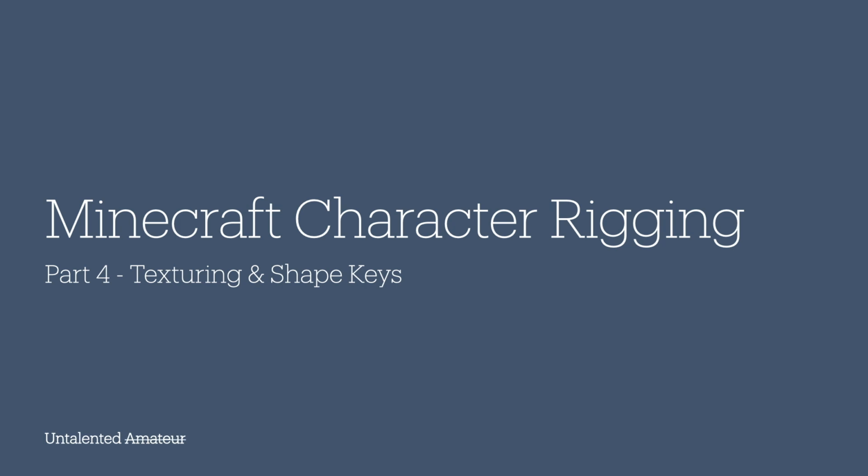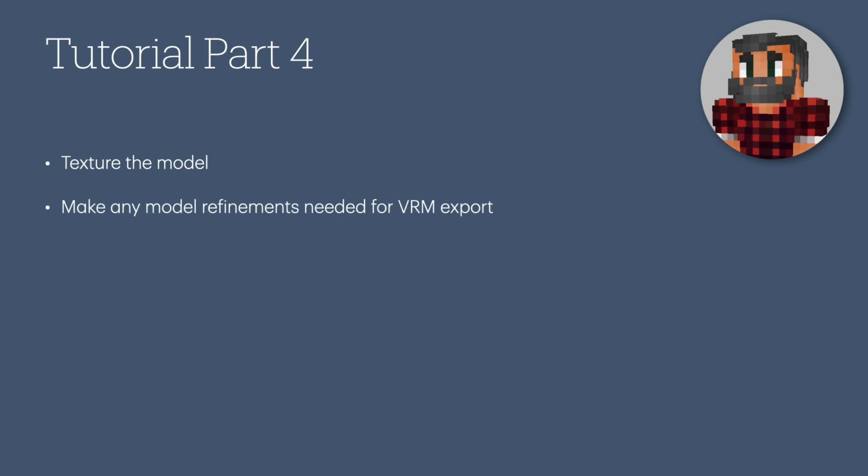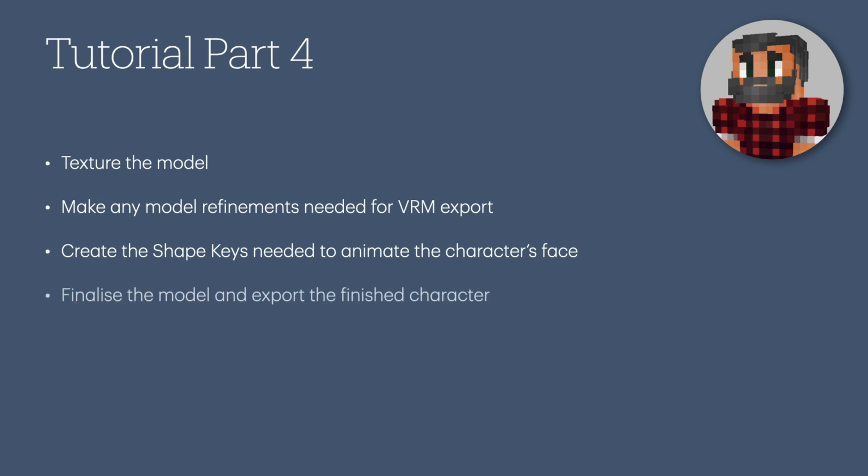In this video, we'll be covering the fourth and final part of the process to create, rig, texture, and animate a Minecraft player character for use as a vTube character. First, we'll look at how to texture our model in Blender. Then, we'll make any refinements to our model necessary for VRM export. Then, we'll create the shape keys needed to animate our character's face. Finally, we'll finalize the model and export our finished character.